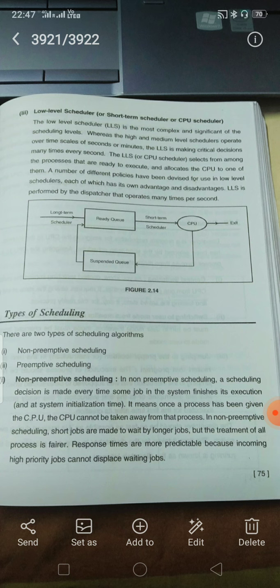Now, the next topic is types of scheduling. There are two types of scheduling. One is non-preemptive scheduling and second one is preemptive scheduling.